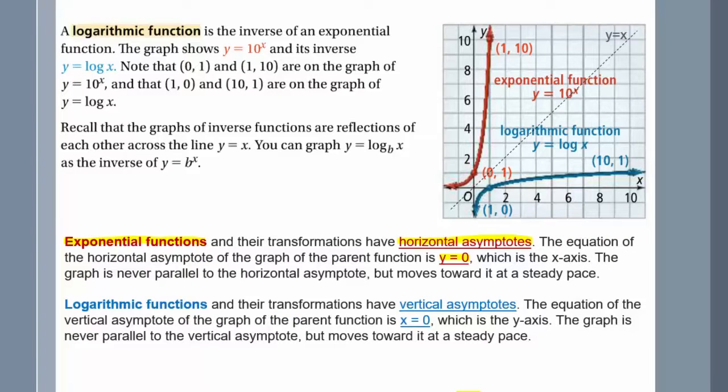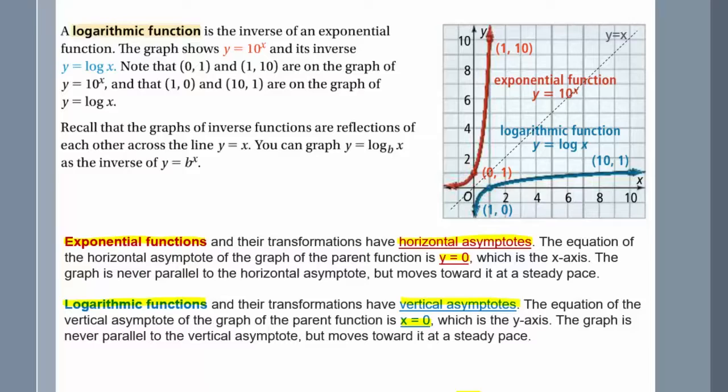Exponential functions and their transformations have horizontal asymptotes. The equation for the horizontal asymptote of the graph of the parent function is y equals 0, which is the x-axis. The graph never crosses the horizontal asymptote, but moves toward it at a steady pace.